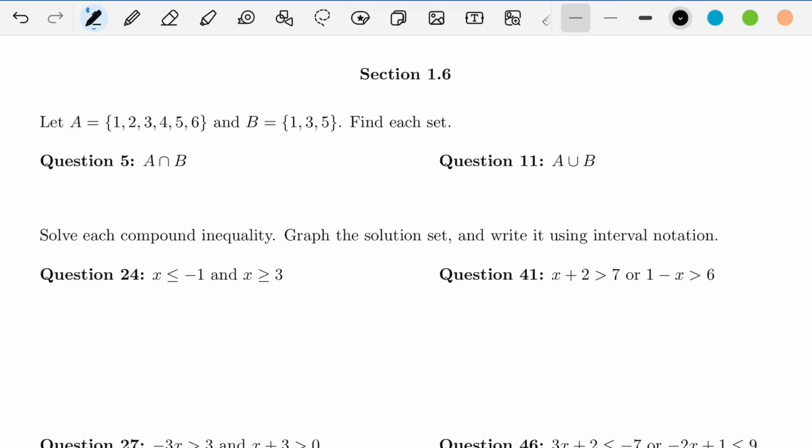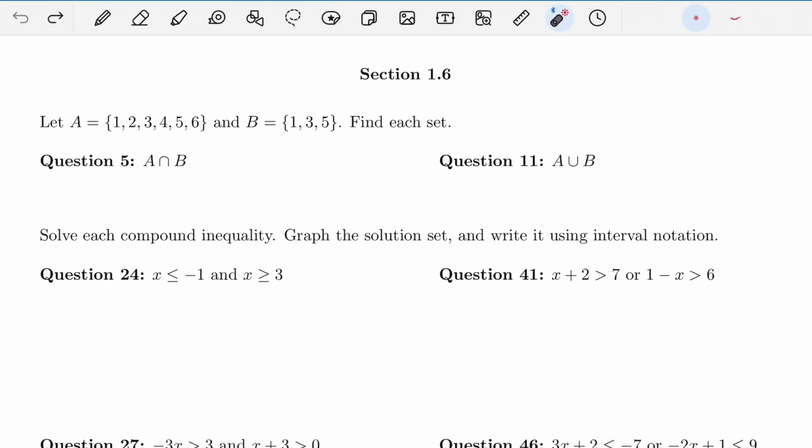All right, so next we're going to look at some problems from section 1.6. Here we're looking at the intersection and union of sets and compound inequalities. So for this example here, we're going to let A be the set that contains these elements here, and then B be the set that contains these guys. So for question 5 here, what we want to do is find the intersection of these sets.